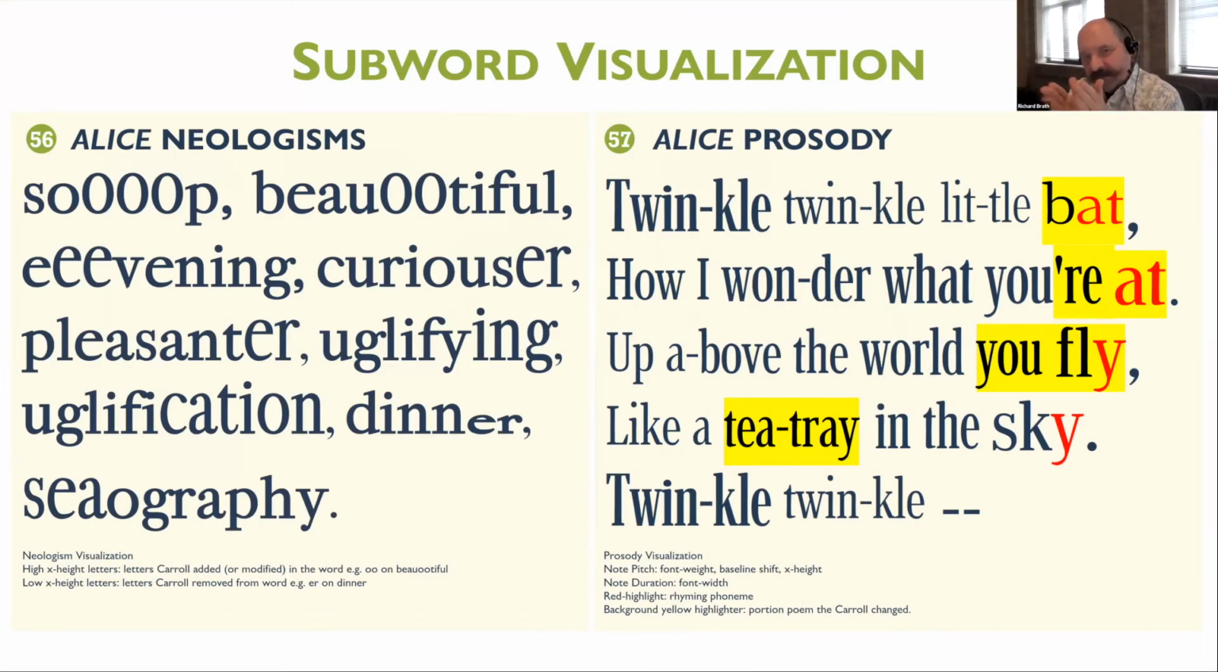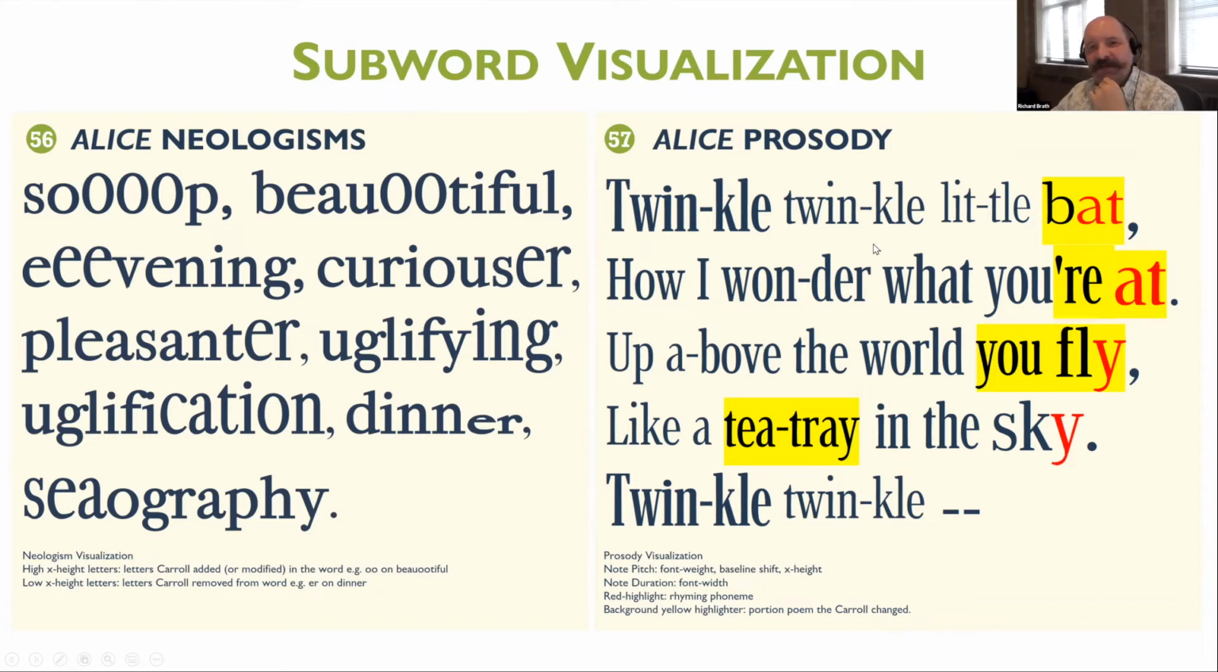Some of the visualizations we talked about can be really narrow in scope, working at the subword level, looking at fragments of words. One of the things that Lewis Carroll did was make up words. So 56 here, we're looking at some of Lewis Carroll's made up words. Curiouser is not a word. He added ER onto the end of curious and pleasant. Uglification, seography, those are some of the things that he had fun with.